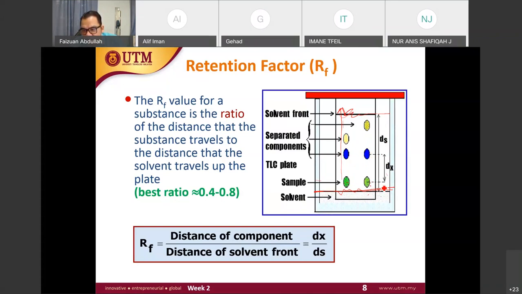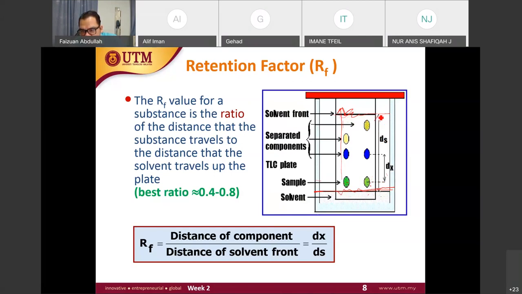So this dx, the distance between the solvent layer, or we call this the solvent front. No, the solvent front is here. This is the bottom one, the layer of the solvent that we introduced at the beginning, and it is symbolized as DS, the distance of the solvent front. This is the solvent front. The end line of the reaction we call the solvent front.